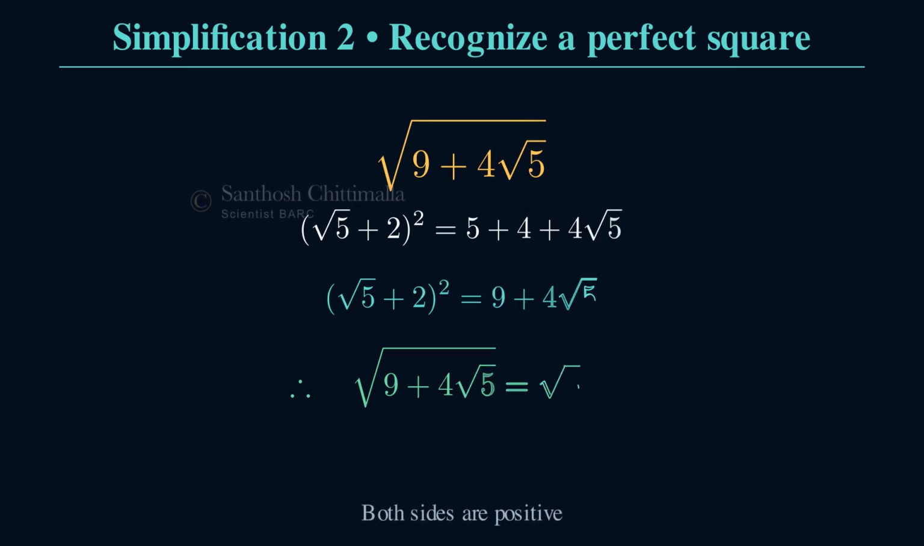Simplification 2. Simplify square root of 9 plus 4 square root of 5. Look for two positive terms whose square has this form. Square root of 5 plus 2, all squared, equals 5 plus 4 plus 4 square root of 5. That is 9 plus 4 square root of 5. Since both sides are positive, the original square root equals square root of 5 plus 2.